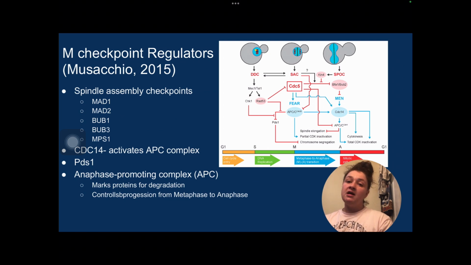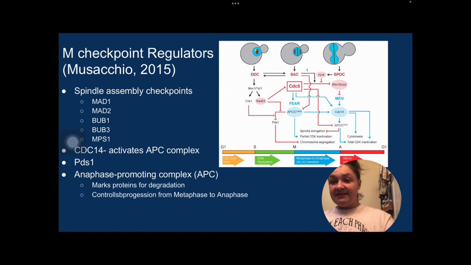Key regulators of the M checkpoint include spindle assembly checkpoint proteins like MAD1 and 2, BUB1 and 3, and the MPS1 protein, as well as the CDC14 complex, which activates the APC/C complex, PDS1, and the anaphase promoting complex. MAD proteins, or mitotic arrest deficient proteins, act as a scaffold protein that recruits MAD2 to unattached kinetochores. MAD1 forms a complex with MAD2 at kinetochores that have not yet attached to spindle fibers, helping to inhibit the progression to anaphase.